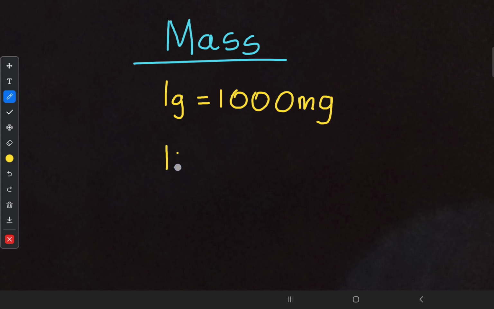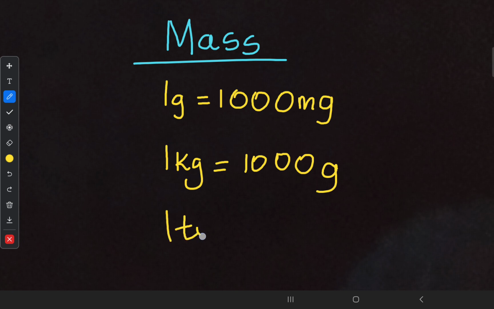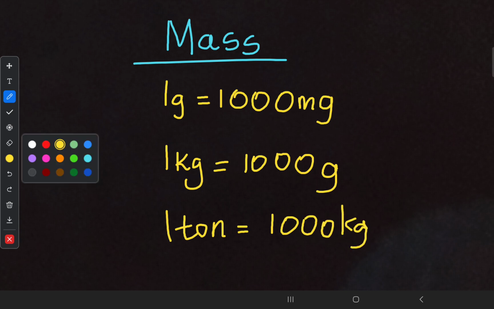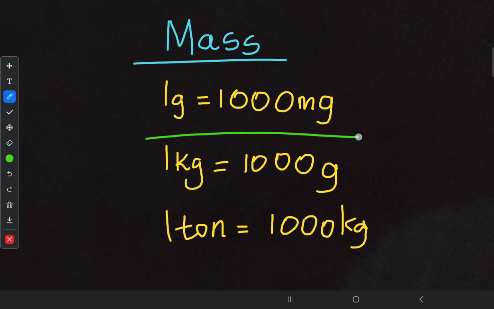Then 1 kilogram equals 1000 grams. Similarly, last one is 1 ton, and 1 ton equals 1000 kilograms. These are the three parameters we are going to use under this topic mass: 1 gram equals 1000 milligrams, 1 kilogram equals 1000 grams, and 1 ton equals 1000 kilograms.